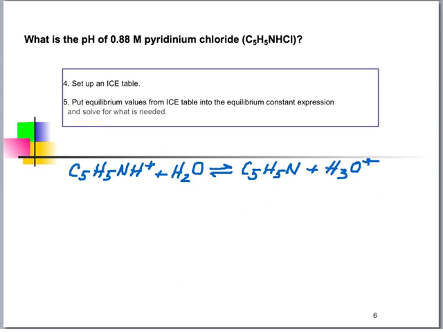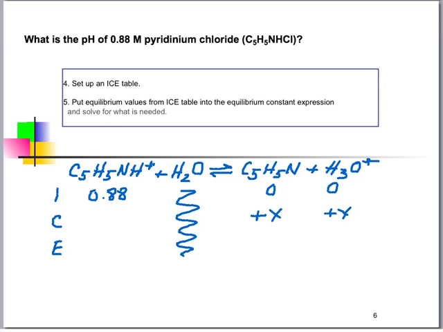Okay, let's set up our ice table. Those are always fun, right? Our initial value for the pyridinium ion is going to be 0.88. Remember that if nothing is mentioned about the products, those are 0, and water is not included in our K expression. We have plus X on each of the products, minus X on the reactant. And there are our equilibrium values.